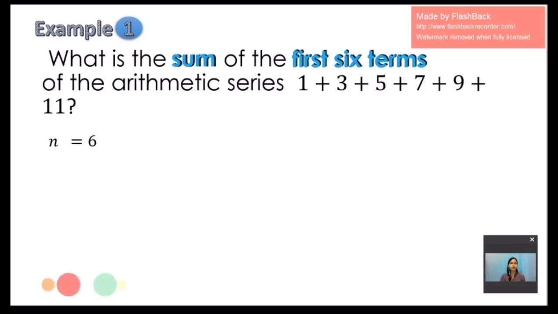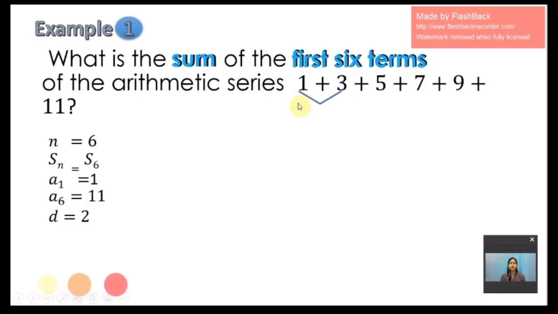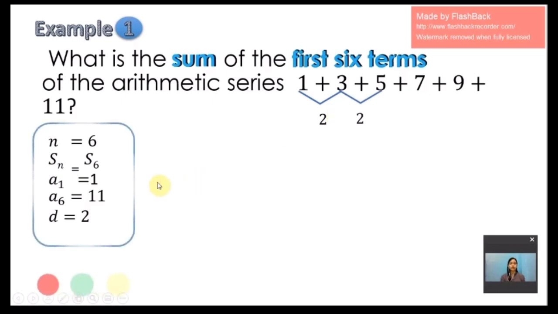So we have the first given, n is equal to 6, since you are asked to find the sum of the first 6 terms. Then we have s sub n is equal to s sub 6. a sub 1 is equal to 1. a sub 6 is equal to 11. And d is equal to 2, since 3 minus 1 is 2. 5 minus 3 is also equal to 2, the common difference. So these are the given in this first example.